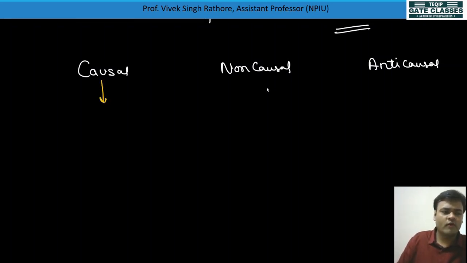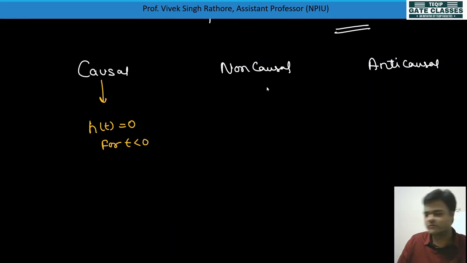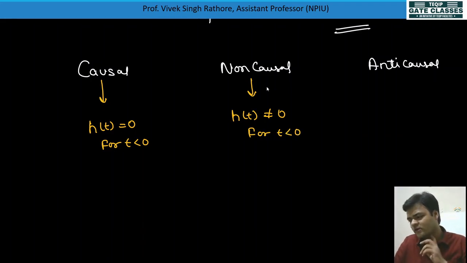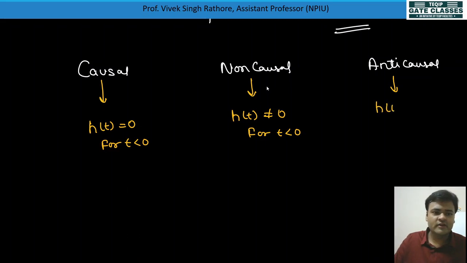See, for the impulse response to be causal, it means that h of t should be equal to 0 for t less than 0. This condition represents the causal impulse response. Non-causal is h of t not equal to 0 for t less than 0. This is the condition for a non-causal impulse response. And anti-causal is h of t equal to 0 for t greater than 0.